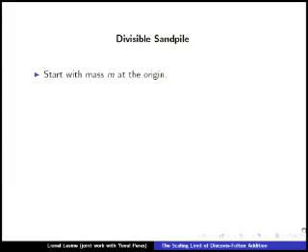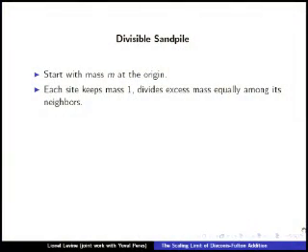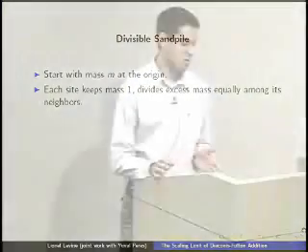Okay, so there's one more model I want to talk about called the divisible sandpile. And this model is somewhat different from the others in that instead of discrete particles, it's going to work with continuous amounts of mass. So we're going to start with some amount of mass at the origin. And then the mass is going to move around according to the following rule. Each site will keep mass 1 for itself. And if it ever gets mass more than 1, it will just split the excess mass equally among its neighbors.